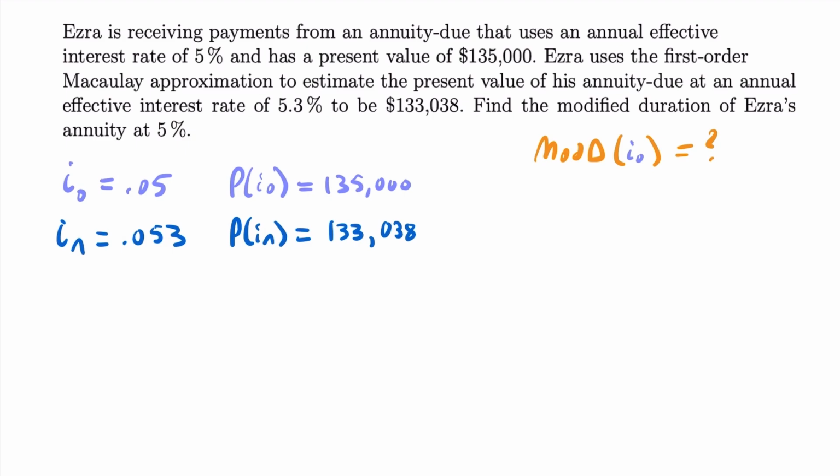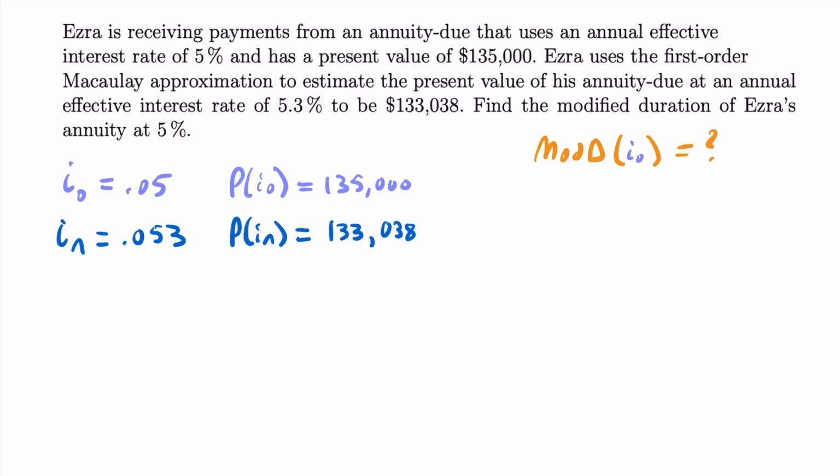And so how are we going to do that? Well, we have to use the information that we've been given here. In particular, we need to use this estimated present value, but we need to know where that came from, right? Which approximation method did Ezra use? We can't mess this up. We can't use the wrong approximation method or our answer will be wrong because the two approximation methods are different. In this case, Ezra uses the first order Macaulay approximation.